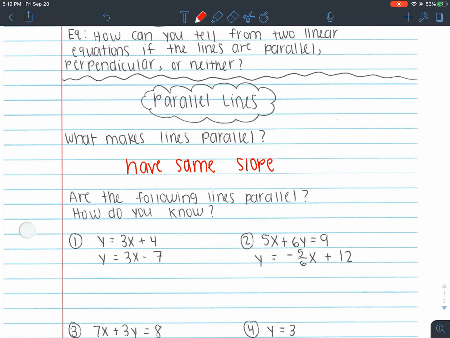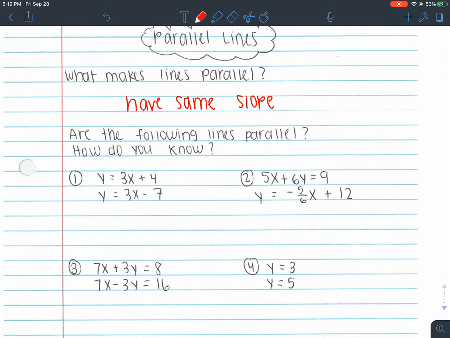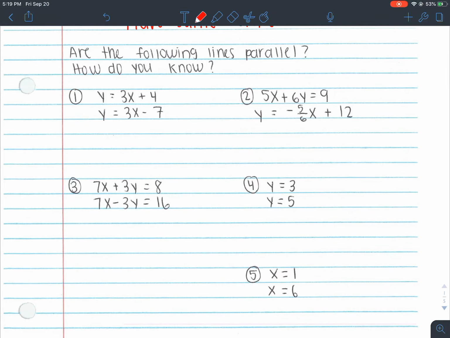I am going to make this video into two parts because we have a parallel section and a perpendicular section. And so I'm going to do a perpendicular and a parallel section video. So this part of it will be just parallel lines. All right, so we have 5 examples here, and we're asked to see if they are parallel and how we know.